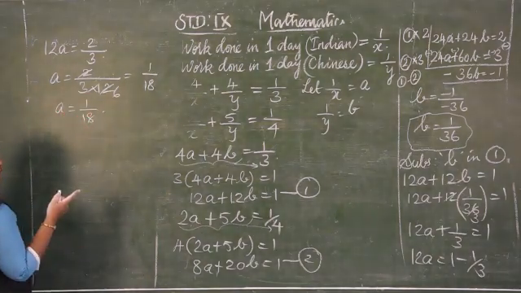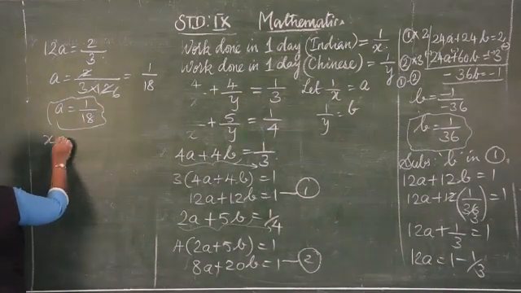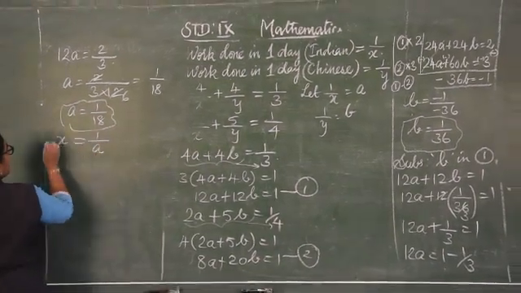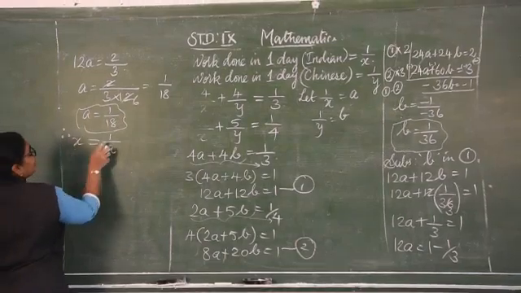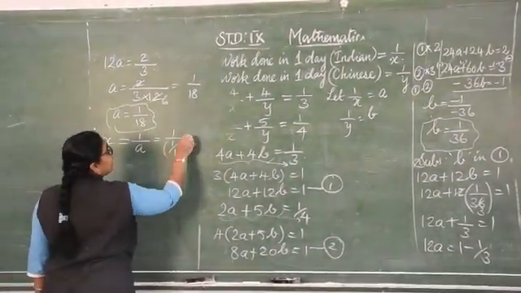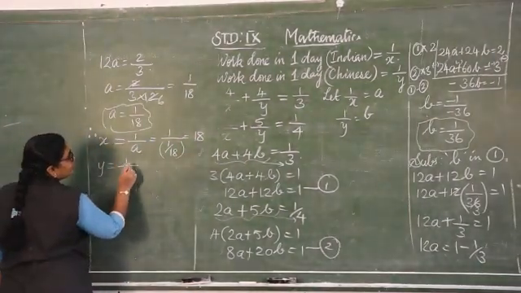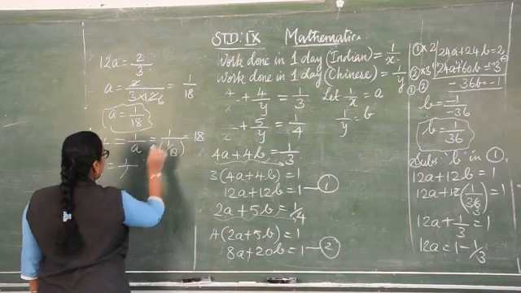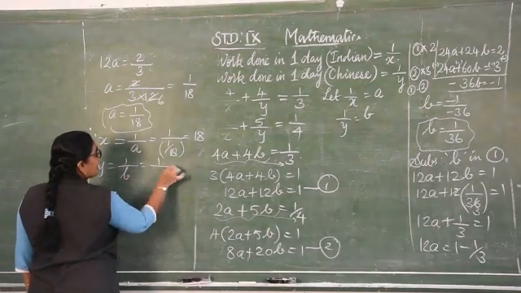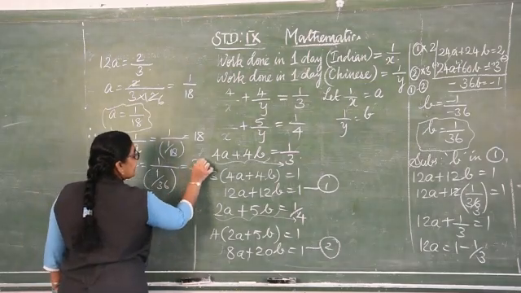But we don't want a and b. We need x. x can be written as 1 by a. Therefore, 1 by 1 by 18 is equal to 18. So y can be written as 1 by b, which is 1 by 1 by 36, and it is 36.